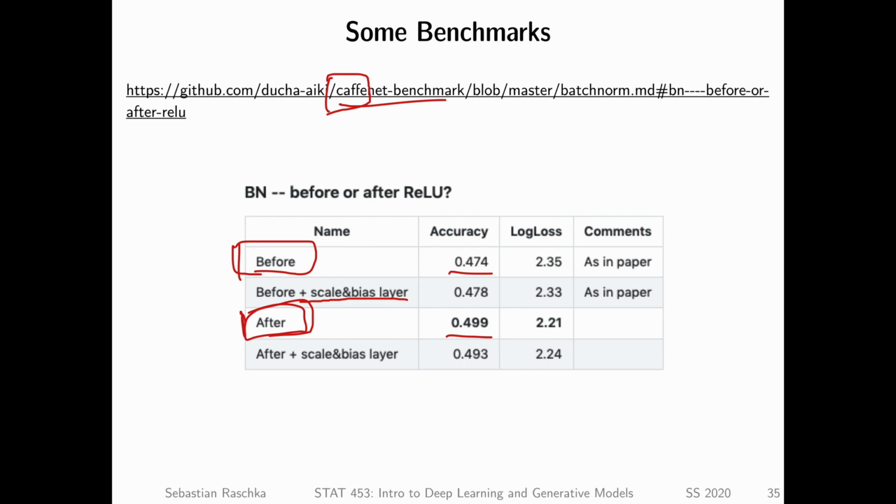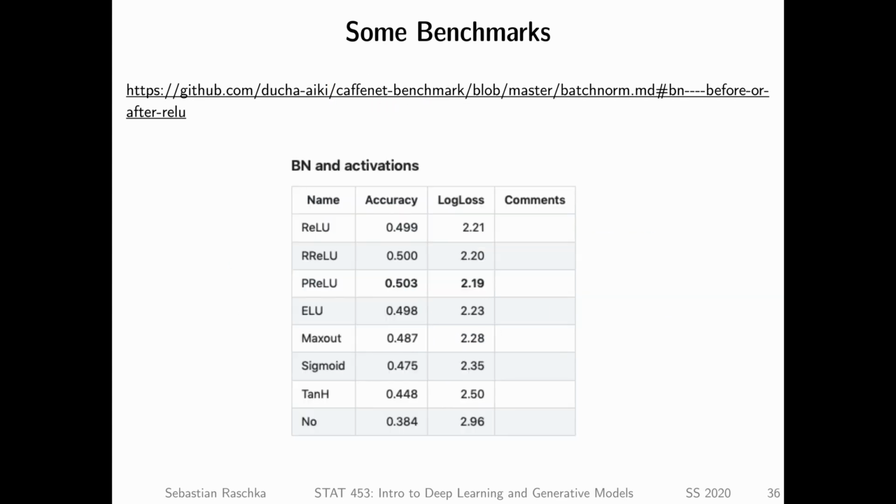So from a practical perspective, it may be beneficial to apply batch norm after the activation. Here's an overview, from the same website, of different activation functions combined with batch norm. And here I would say the conclusion is simply that batch norm performs well with a whole selection of different activation functions.